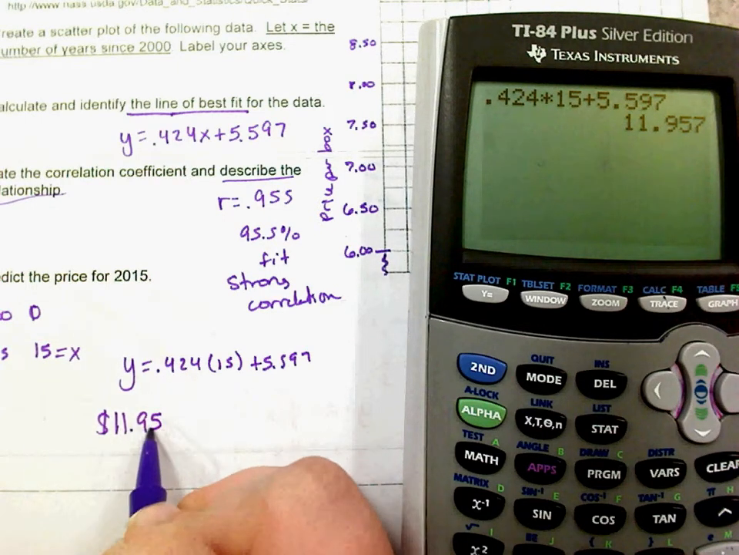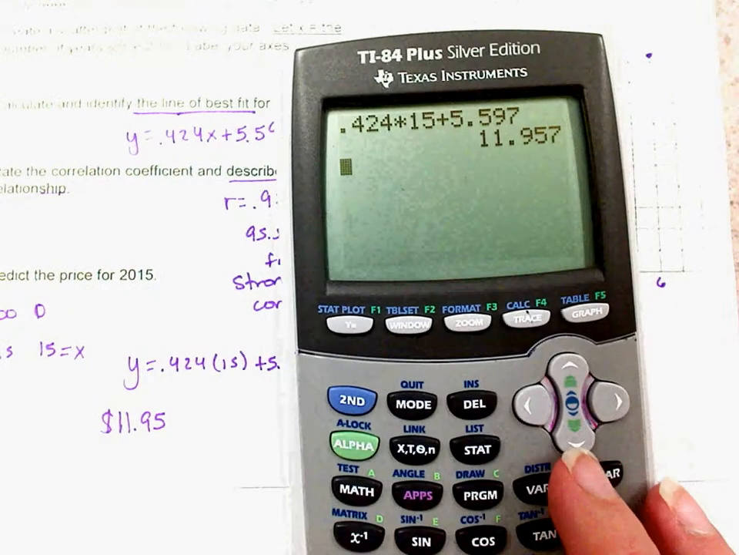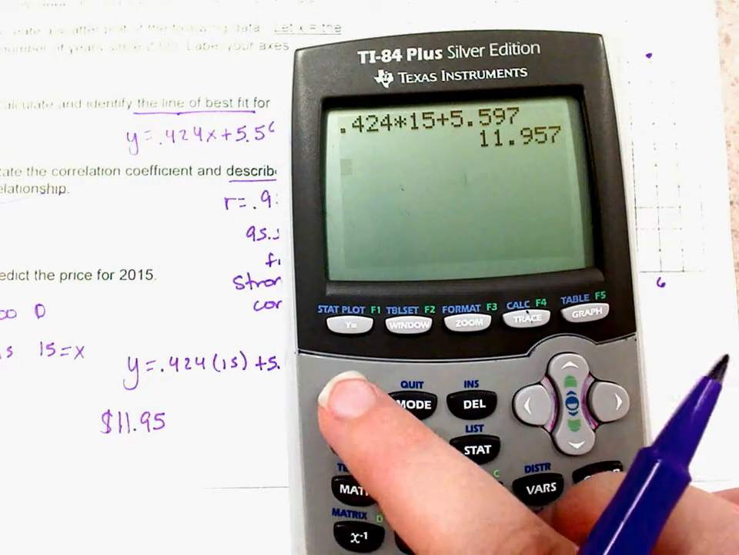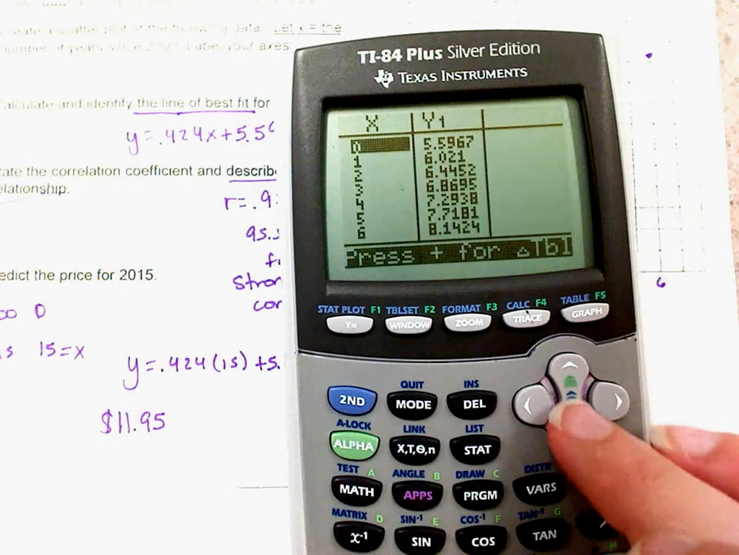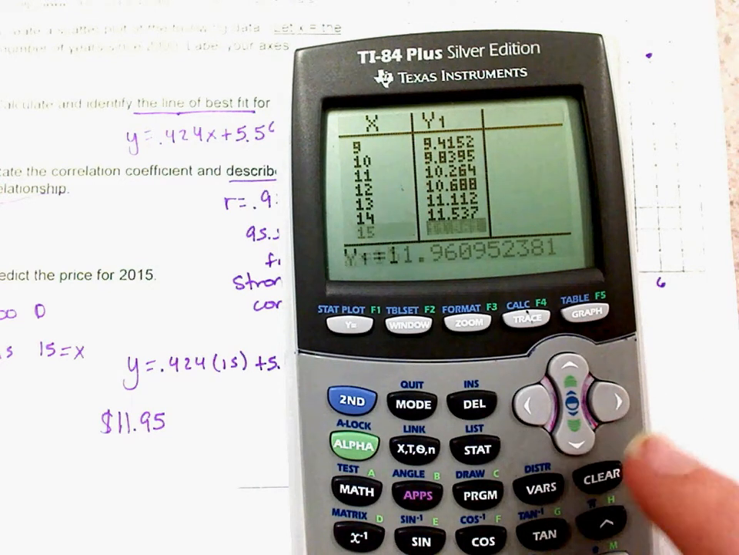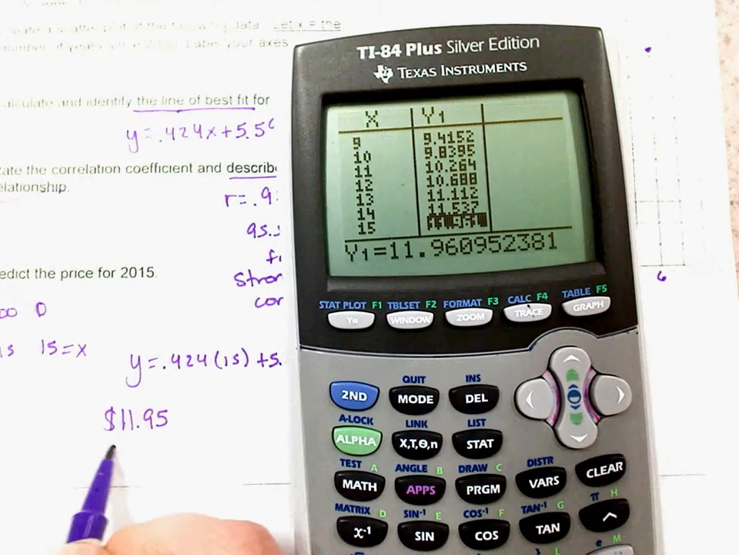The other option is, because I did the alpha trace, and if you forget the alpha trace, that's fine, because you can always do this. But if you do the alpha trace, then you can go to second table and look up the y value when x equals 15. And there you go, $11, and according to this, 96 cents. So I would accept either. Okay.